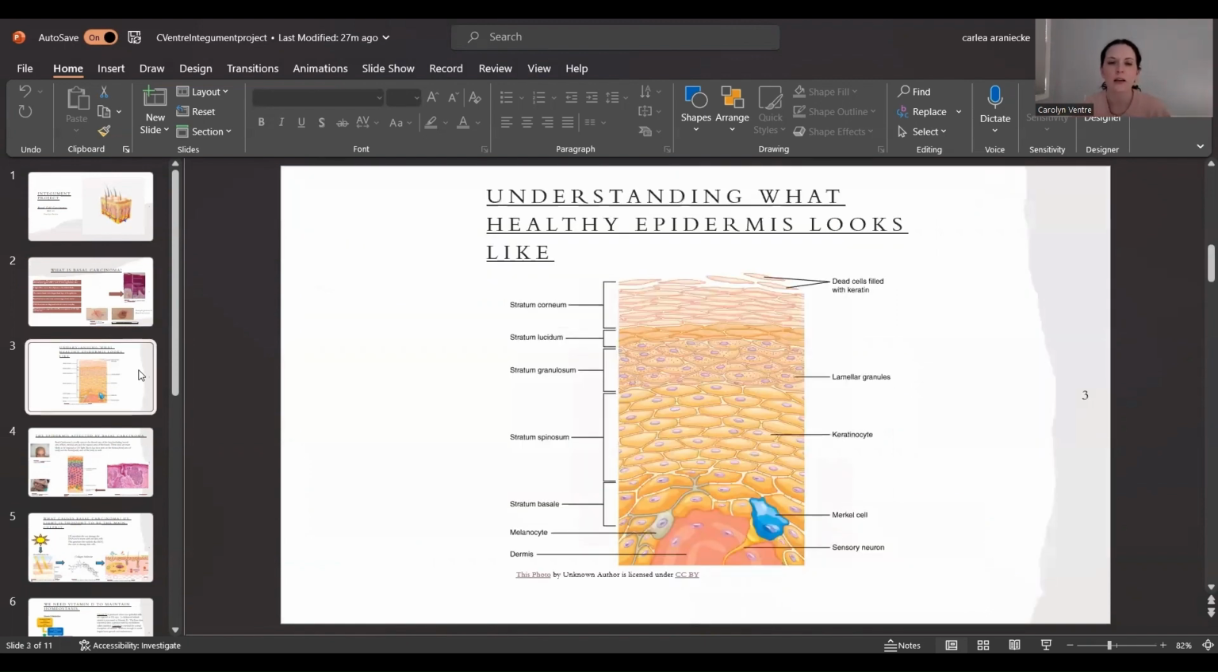This slide shows you what healthy epidermis should look like, and it shows you the layers starting from the most superficial all the way down to the deepest. And if you look at the picture towards the bottom, that is where it would start, which would be here in the stratum basale.